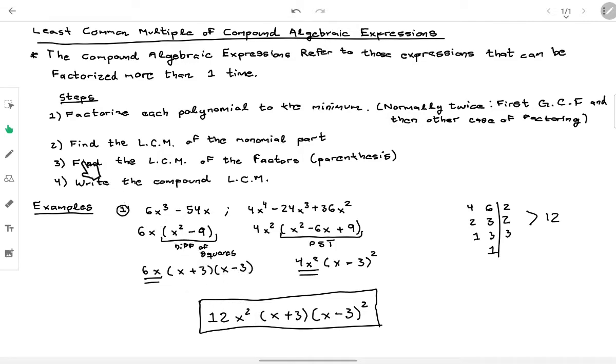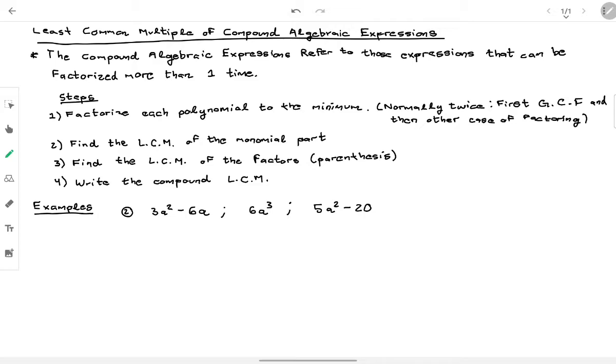Then we will go with the factors. The parentheses part, we have x plus 3 and x minus 3. For x plus 3, the highest one is to the 1. For x minus 3, the highest one is to the second power. So that's why this one, 12x squared, that multiplies x plus 3 times x minus 3 squared, is our least common multiple of these compound algebraic expressions. So let's see another example.